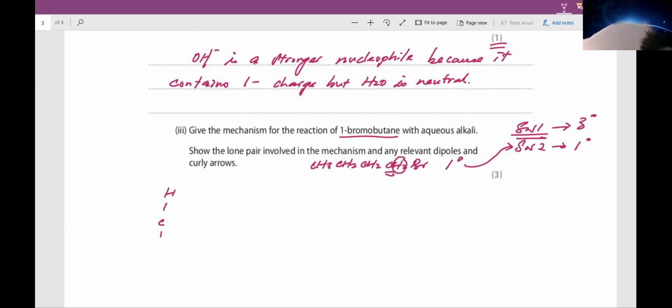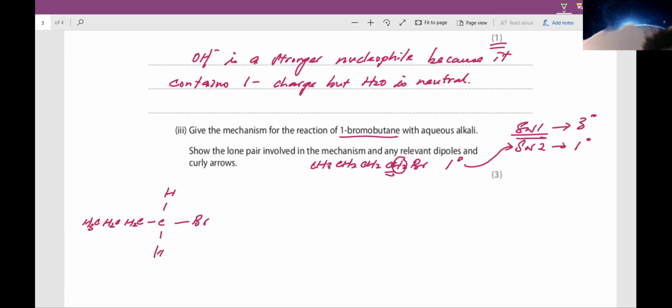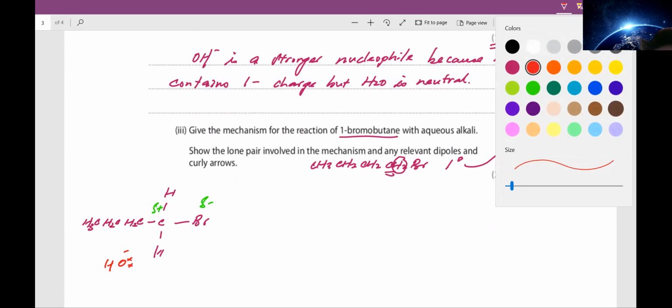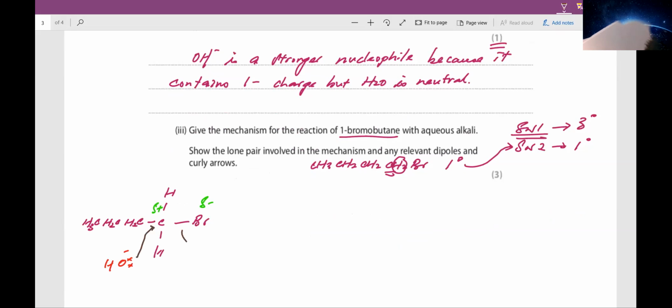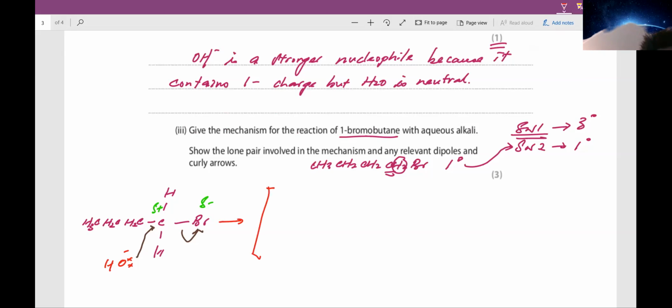Then we are going to write the mechanism. Okay, and when you are writing the mechanism, I repeat so many times, you have to draw the partial charges and the lone pair. Right now you use OH minus, and then the arrow to show the movement of electrons. So this one will attack this one, and this one will attack this one. So for SN2, you will form a transition state. Do you remember? Transition state instead of the carbocation intermediate. So basically you copy the things.